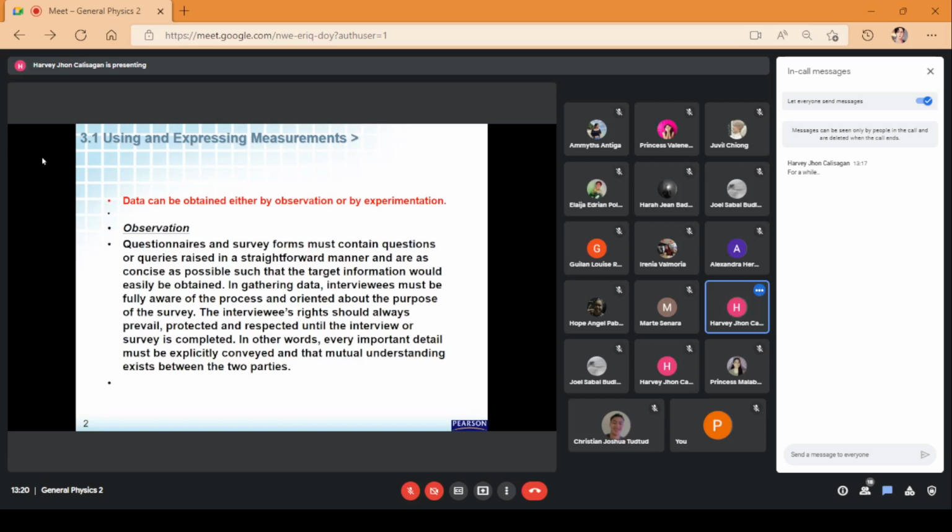If we gather data, you have to consider also the main concerns of the interviewees. Before we interview, before we ask our respondents about our questions related to our study, you have to consider the following. First, allowing them to be fully informed about the purpose of the study or the purpose of our survey, and of course, their privacy.